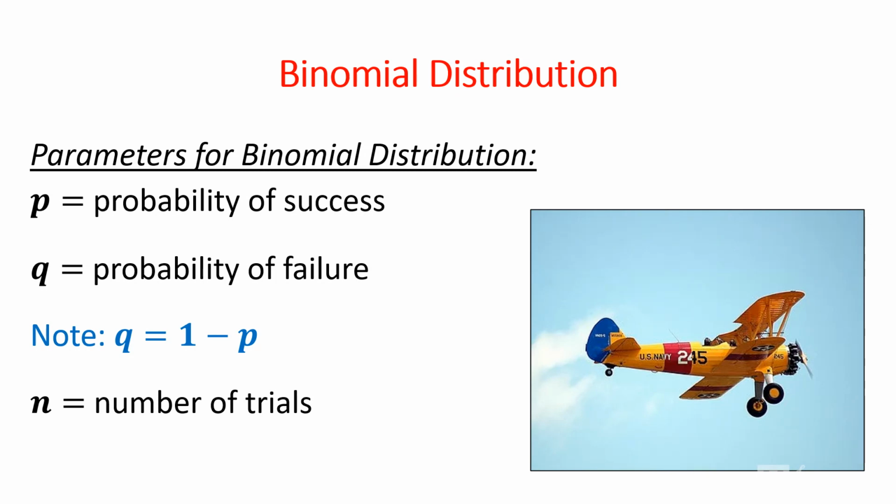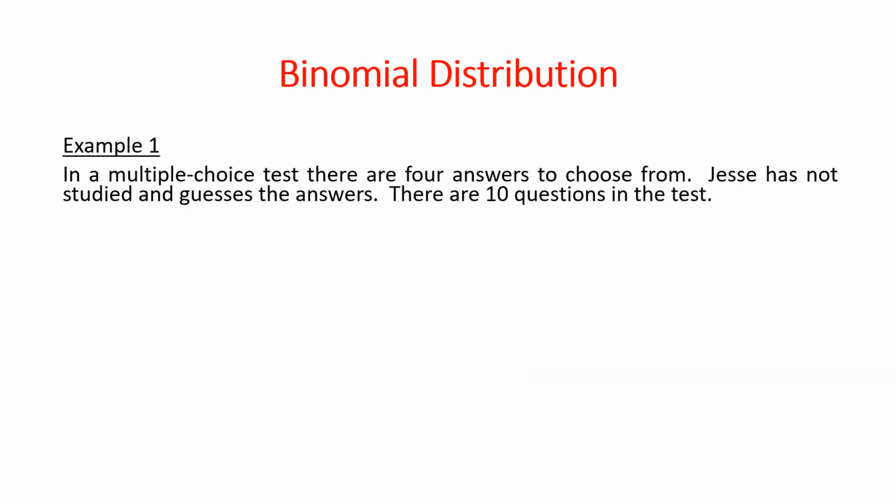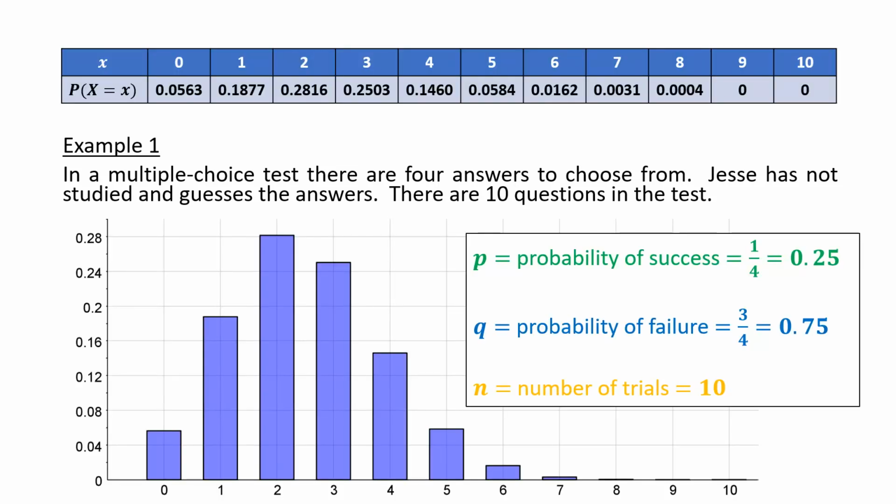The parameters for binomial: we have P for the probability of success, Q for the probability of failure, and N is the number of trials. We're coming back to our example from our last video about our multiple choice test with four answers to choose from and random selection, because Jesse's not studied and there are 10 questions in the test. In the last video, we showed you how to set up the probability distribution table. We drew a probability distribution graph to visualize what's going on, and we showed you how to calculate the parameters P, Q, and N.